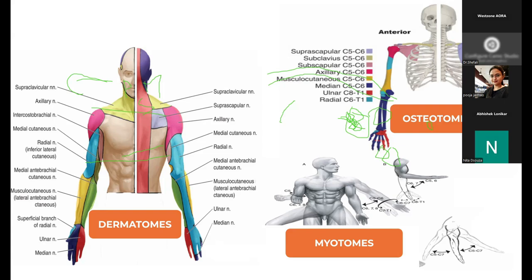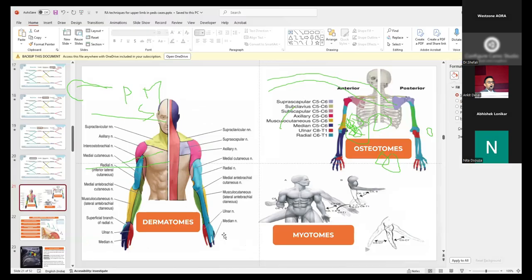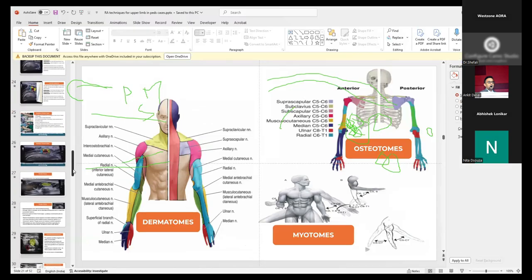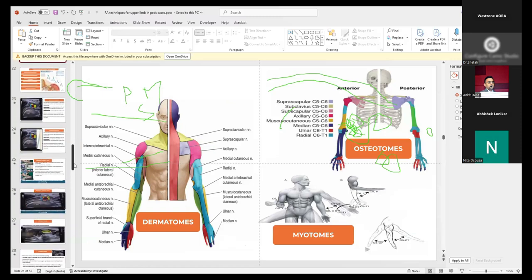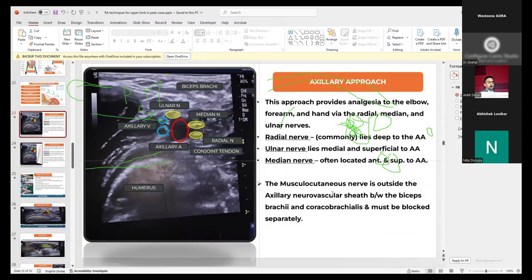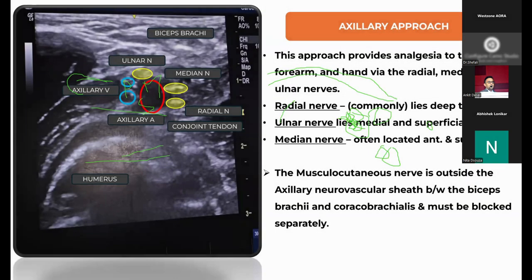Anyone else wishes to ask questions, please do. Shefali, can you go back to the slide of the axillary block? You have labeled this as ulnar, median, radial. Now, how do you know whether it's an ulnar nerve, median nerve, or radial nerve? What are the methods to find out?